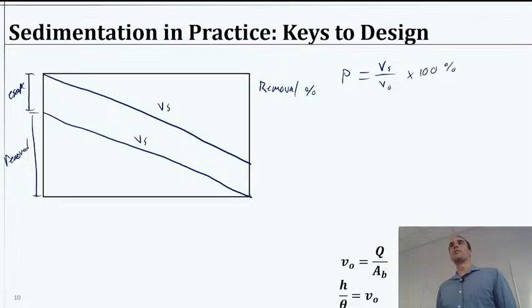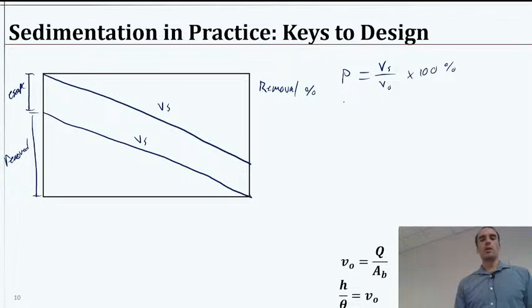That just doesn't work, right? So check yourself with that. Make sure you're not giving me a value of 200% particle removal. And maybe I give you a number where Vs is larger than V naught. Still, you can't have more than 100%, right? That's just all of them, which is, again, going back to what we were talking about earlier.